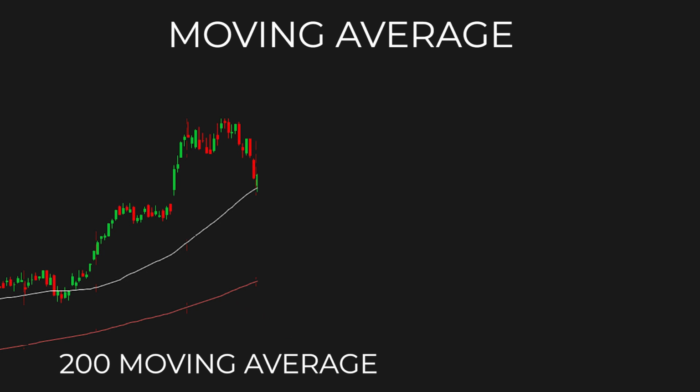Since this is a daily chart, it is the average price for the last 200 trading days. Notice the price action is above the 50 and 200-period moving averages. This is a clear sign that the price action is in an uptrend. The 200-period moving average is acting as support.